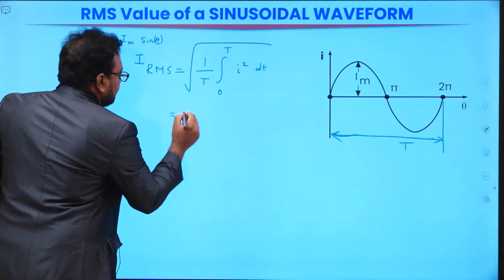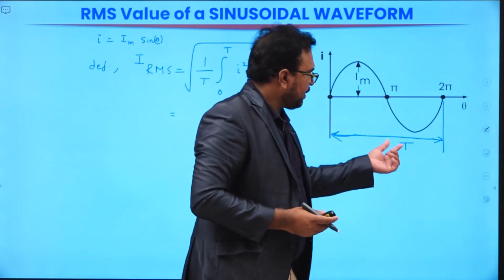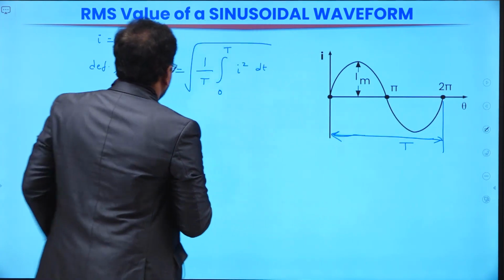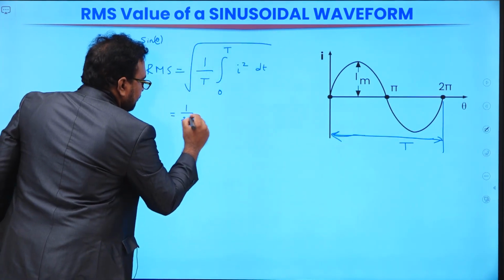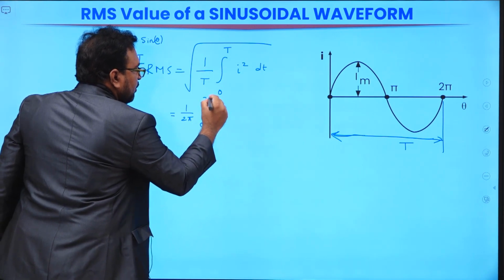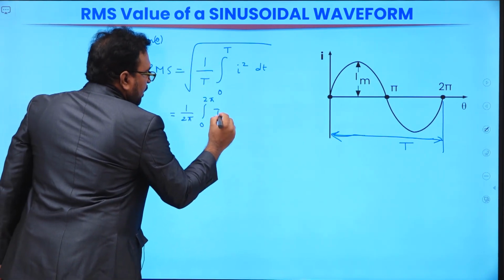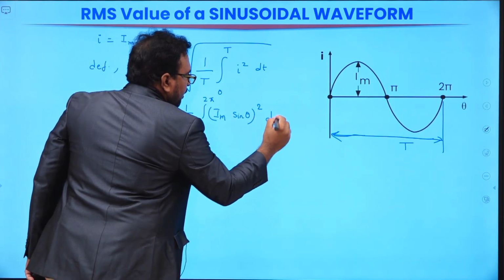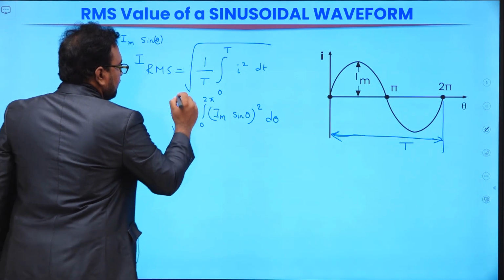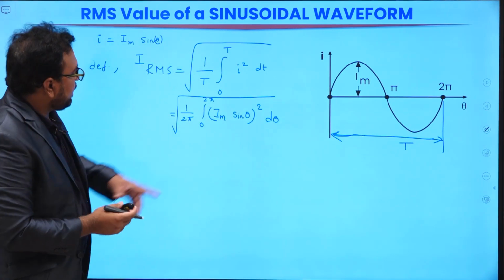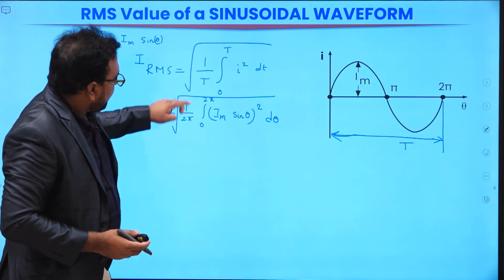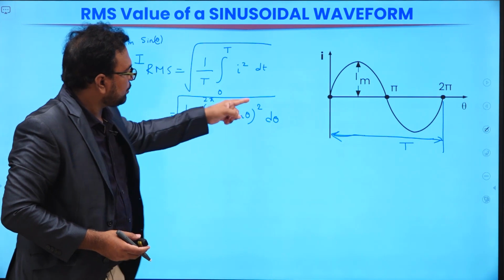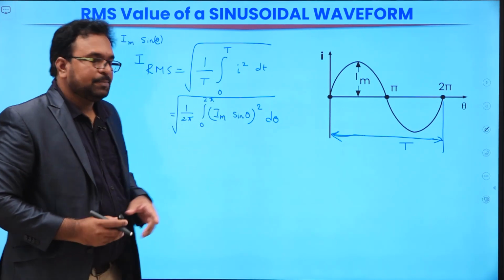So here, now time variables have to be replaced with theta variables. So what is one cycle here? 2 pi radians. So 1 by 2 pi integral 0 to 2 pi. Now what is I here? Im sin theta whole square, dt will be replaced by d theta. This is under root. So t has been replaced by 2 pi. Now I is nothing but the current waveform expression, Im sin theta whole square, dt is nothing but d theta.